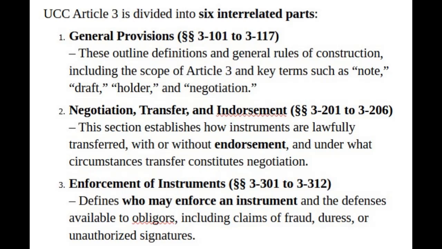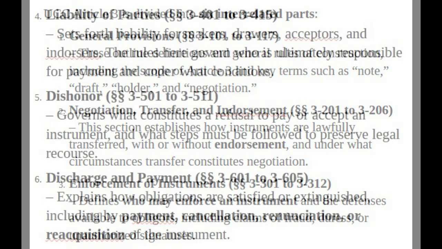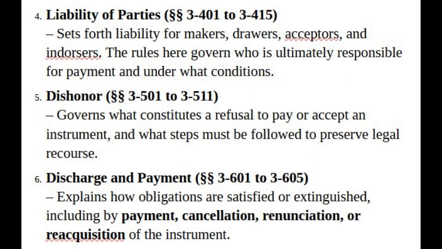3. Enforcement of instruments, Sections 3-301 to 3-312. Defines who may enforce an instrument and the defenses available to obligors, including claims of fraud, duress, or unauthorized signatures. 4. Liability of parties, Sections 3-401 to 3-415. Sets forth liability for makers, drawers, acceptors, and indorsers. The rules here govern who is ultimately responsible for payment and under what conditions.